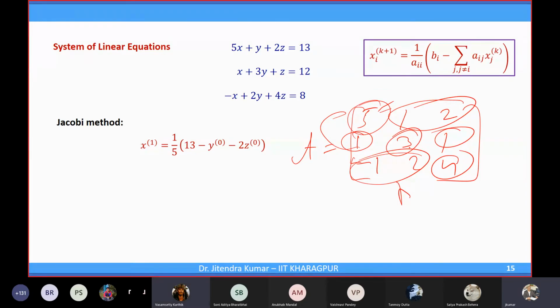Yes, sir. But on what basis can we say that diagonal dominance will surely converge? That's what I said. It's a standard result, and I can give you a very short proof also. We cannot go very much into the detail, but I can give you some intuition for how this is working.